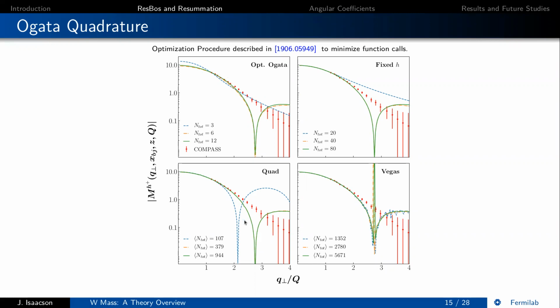On the other hand, in the old Resbos approach, we use this quadrature approach. And in order to get a similar level of agreement, we need something like 400 to 1,000 function evaluations. And so this is basically a speed up of a factor of 100 in terms of computational cost. And so this drastically improves the way that the Resbos code is able to go to higher orders.